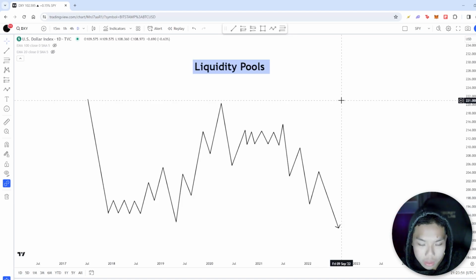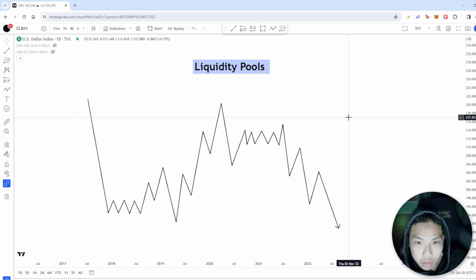That is why it's very important for all of you to understand the concepts and theories about liquidity pools. It is important to understand what kind of liquidity pools there are and where they are located, so that you can prevent yourself from being a target of stop hunts by the institutions.